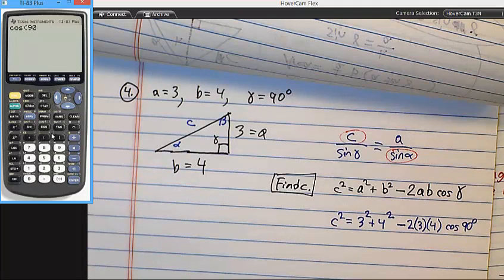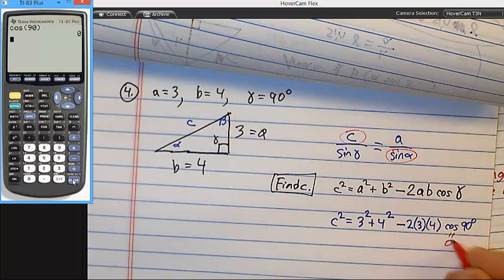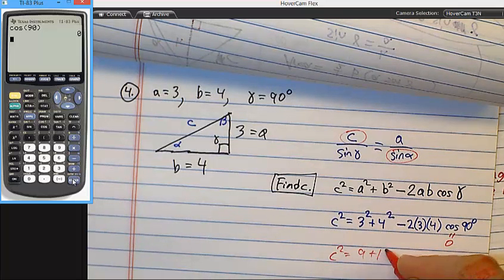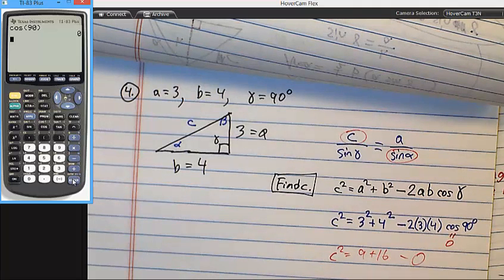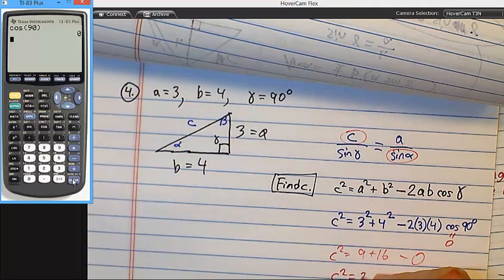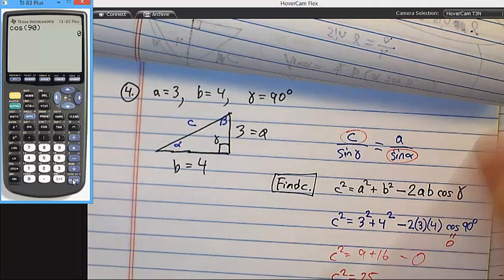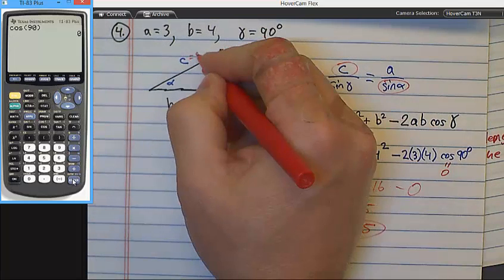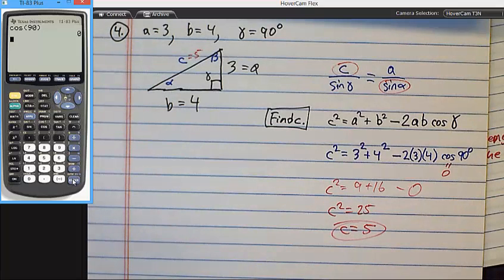The reason the Pythagorean theorem works, you could say, is because this equals 0. And if that equals 0, all we really have is c squared equals 9 plus 16. Right? Minus 0. C squared is 25. C is 5. So once I know that C is 5, now I'm ready to find alpha or beta. All right? So how would I do it at this point?